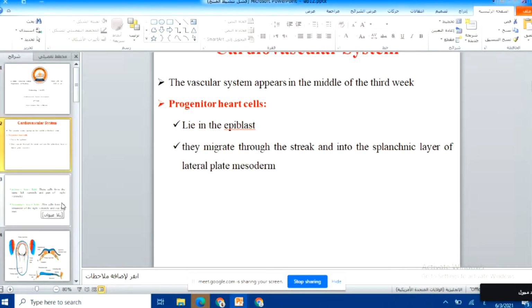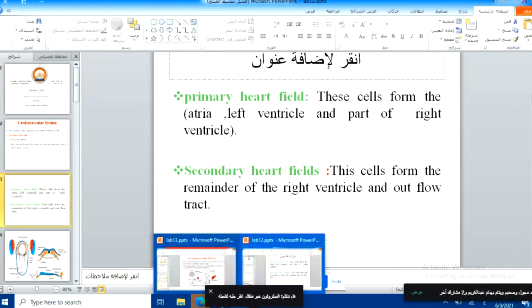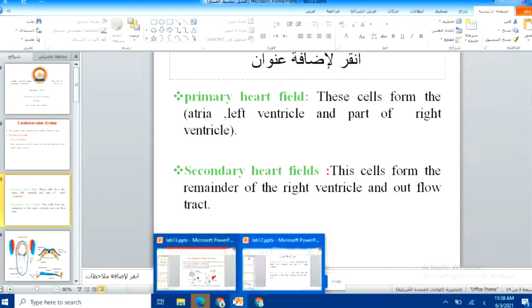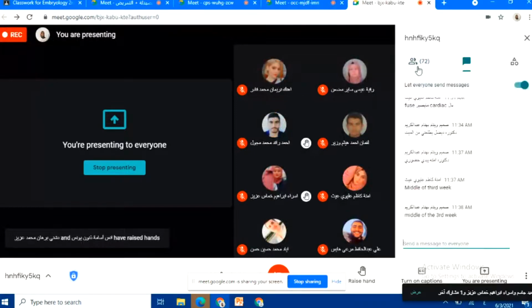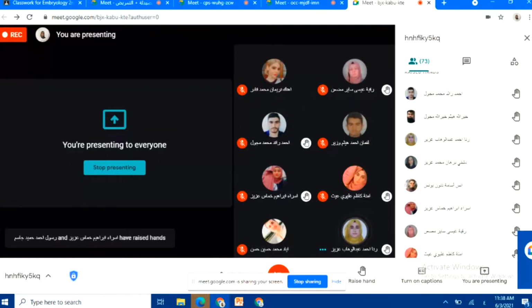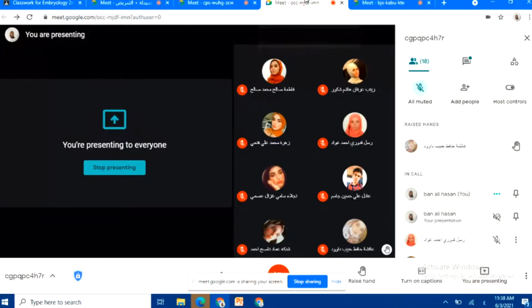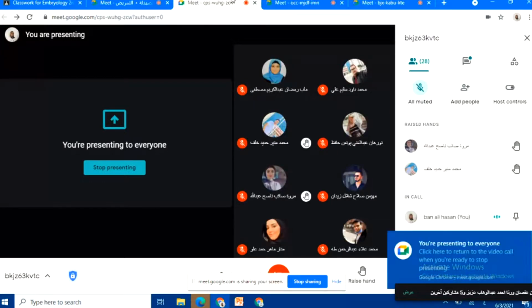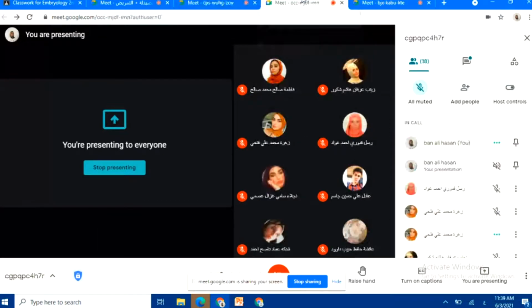What are the groups of cells that will form the parts of the heart tube? Group B, Rana Ahmed. Doctora, primary heart field and secondary heart field. Yes, good. What are the parts that are formed by the primary heart field?